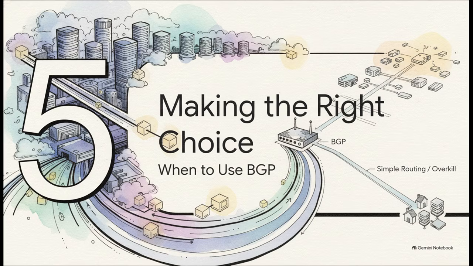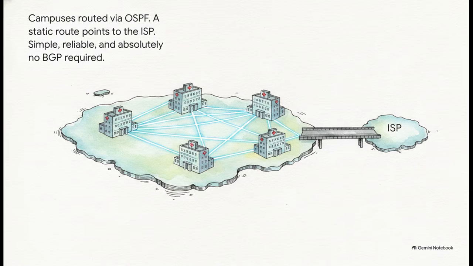Section 5. Making the right choice. Let's take all this theory, bring it back down to earth, and look at how this plays out in real-world enterprise architectures. The big question: when do you actually need BGP and when is it just massive overkill? Picture a hospital network spanning 5 different campuses. Internally, between all those buildings, they run OSPF. It's fast, it's link state, and it gives them a perfect map of their internal resources.